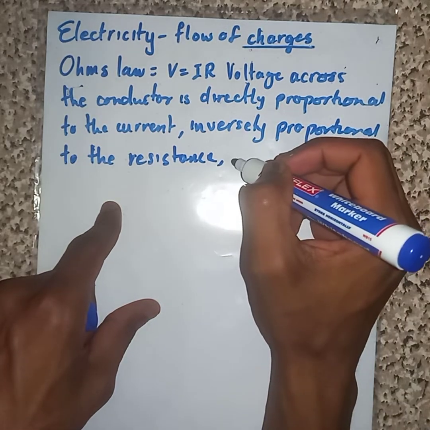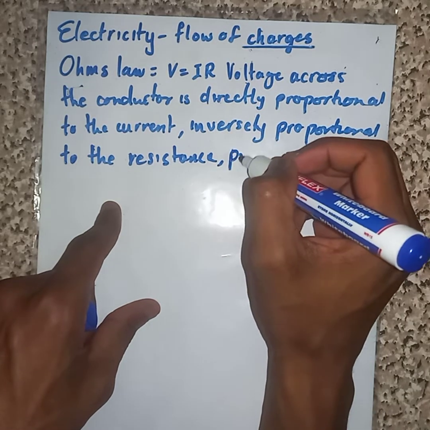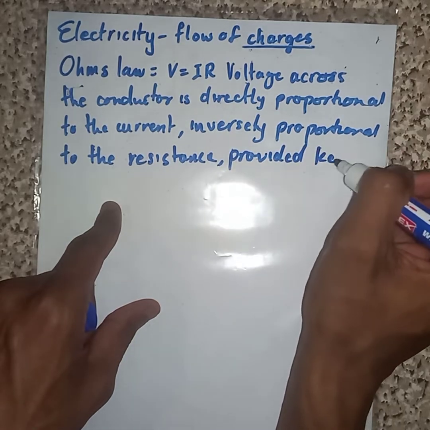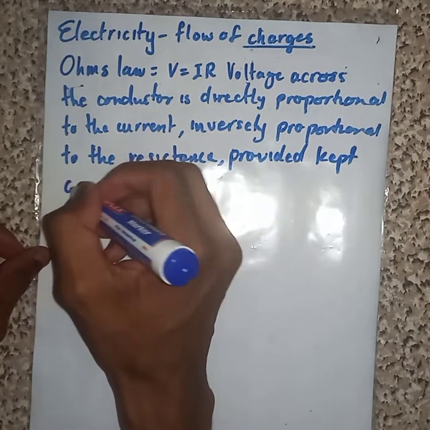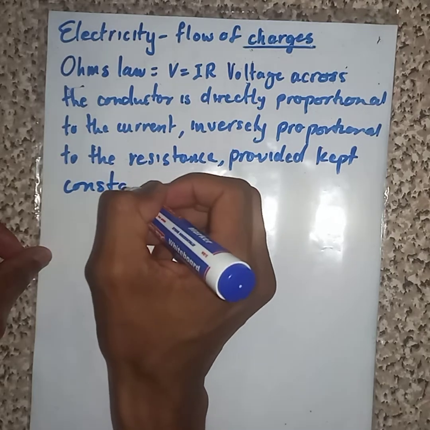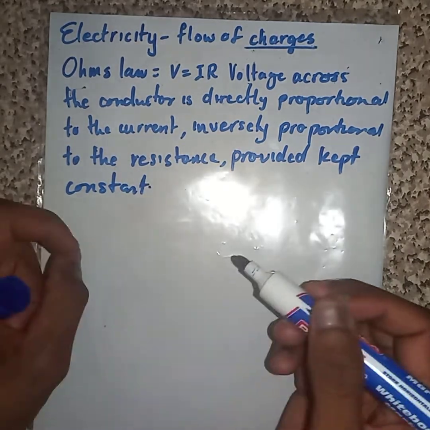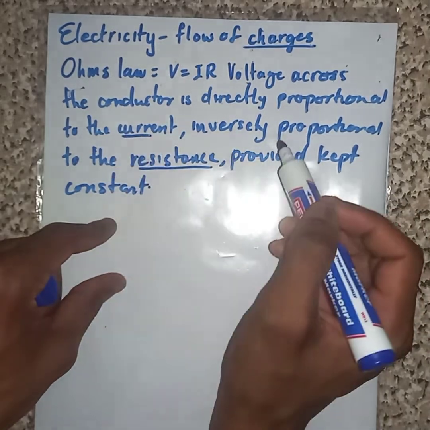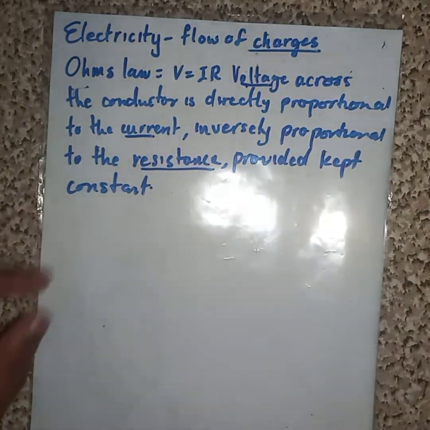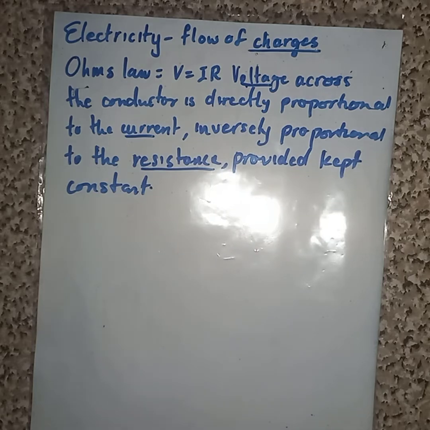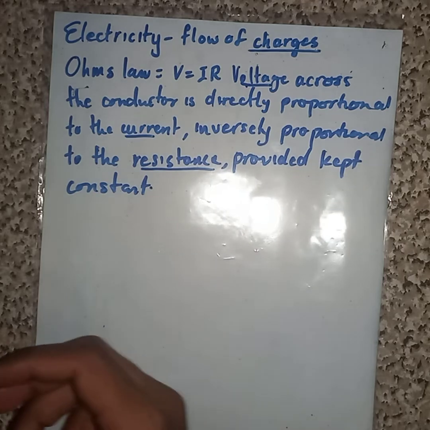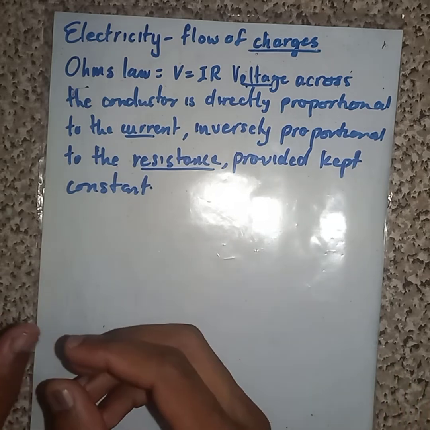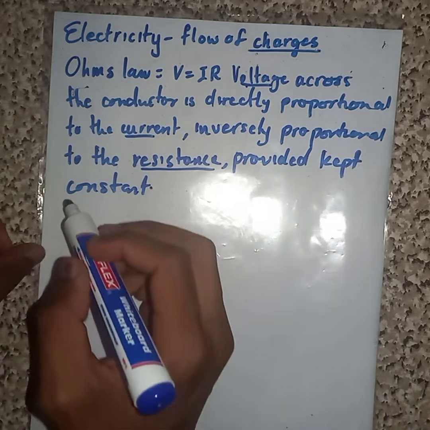Provided the temperature should be kept constant. We have three components here: resistance, current, as well as voltage. You see now, this is just the definition of Ohm's law. Then now we have different kinds of conductors.